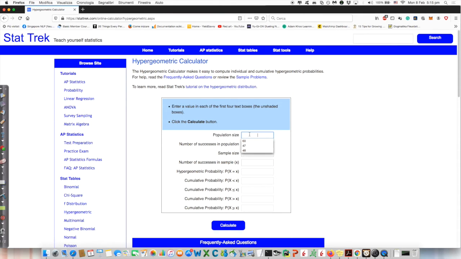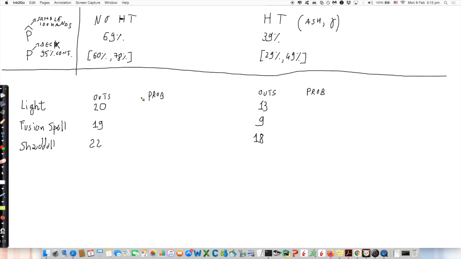So how does it work? We write the population, 60 cards, you remember. Number of successes in the population is the numbers that we just found. So light monsters for no hand trap was 20, right? Sample size, remember, is the hand size, so it's 5. Here is 1. We want to see probability to have at least 1. And when we calculate, we look at this number here. So this is basically 88%. And we can write it here. So 20 out of 60 means a probability of 88%.